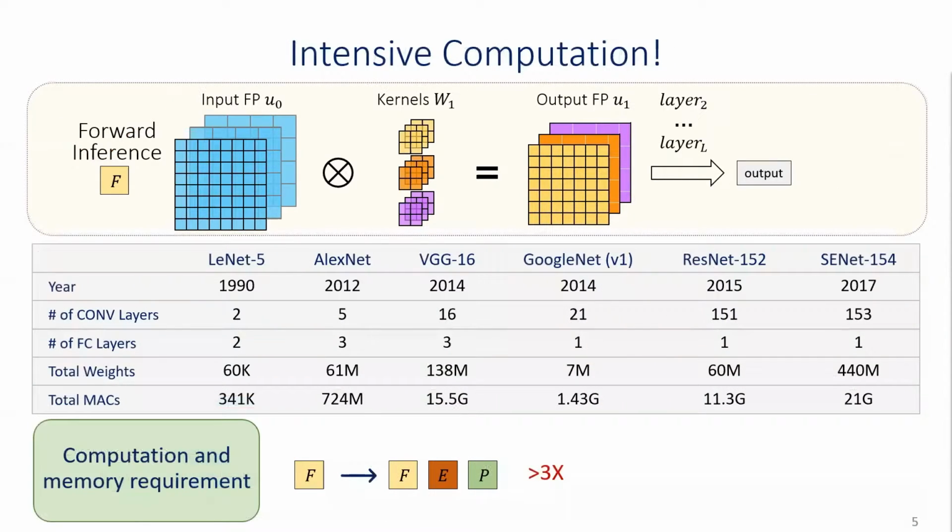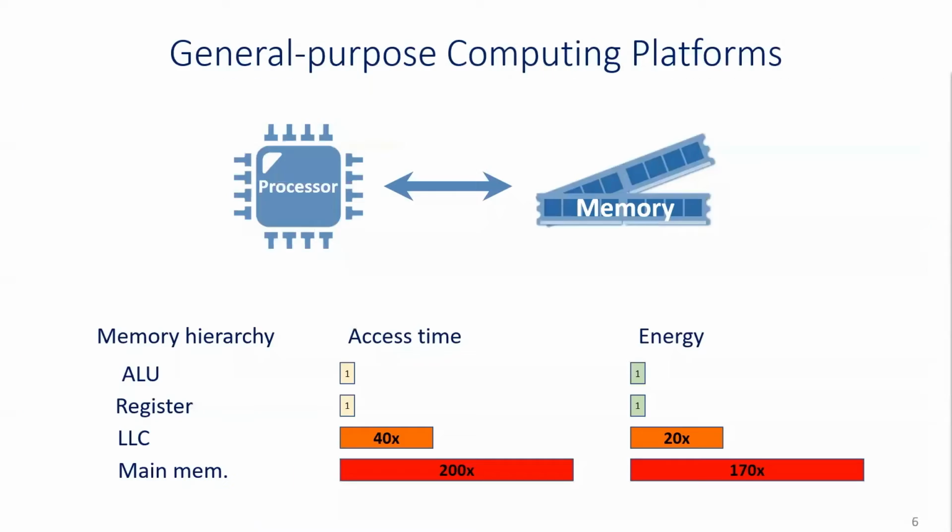I show you the number of parameters and number of operations for some recent deep learning models. You can see they are really computation and memory intensive, even for just a single forward pass. If you consider training, this is essentially 3x more computation. However, the current general purpose platforms basically have this kind of von Neumann architecture. The main memory, in fact, becomes a critical constraint in latency, in bandwidth, and also in energy.